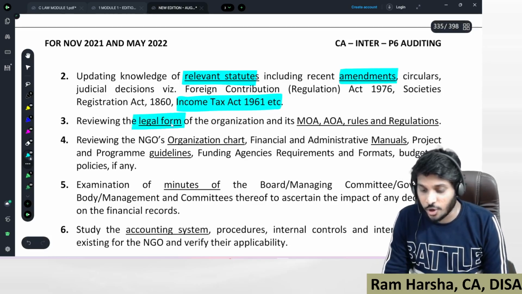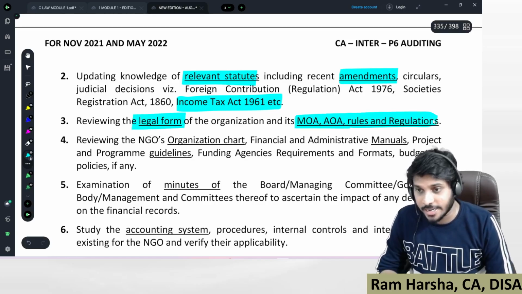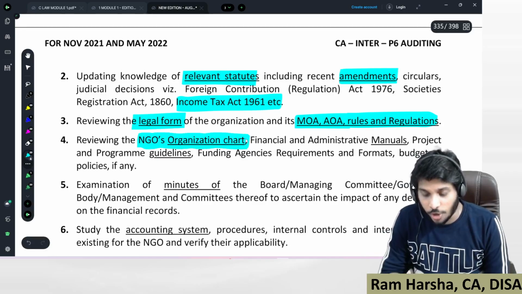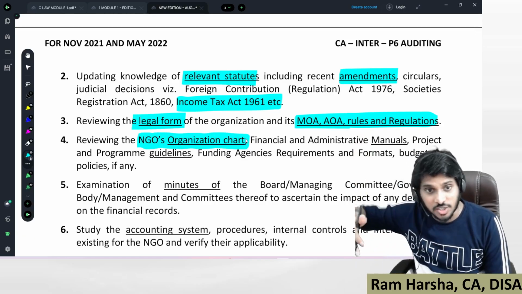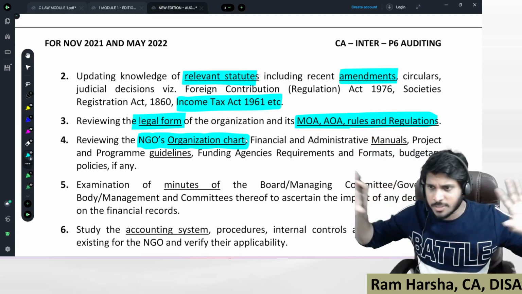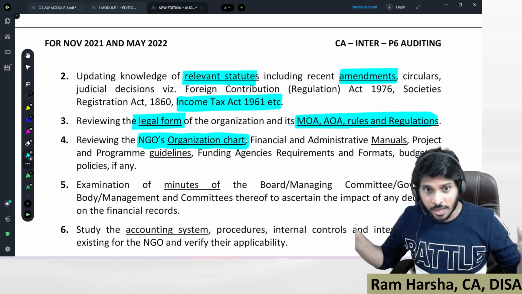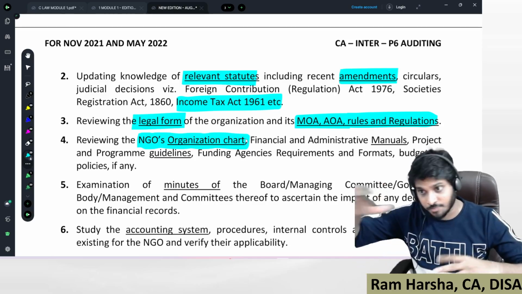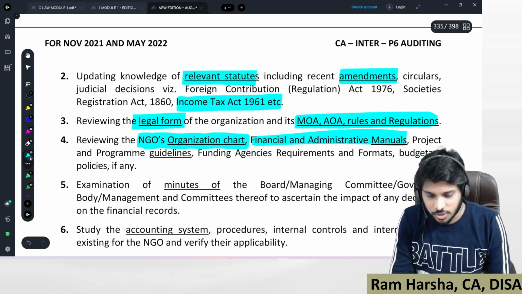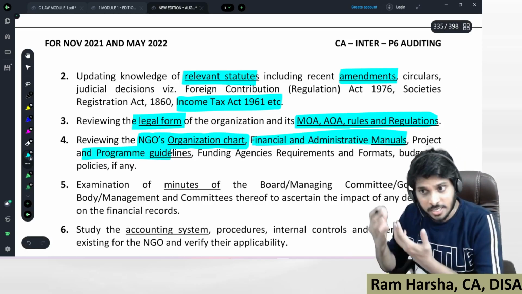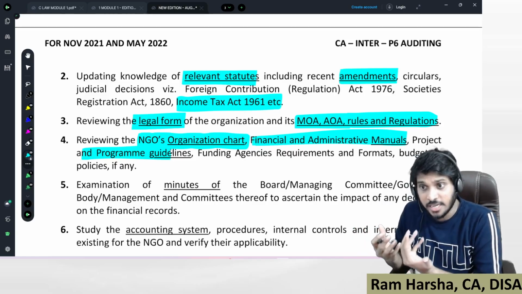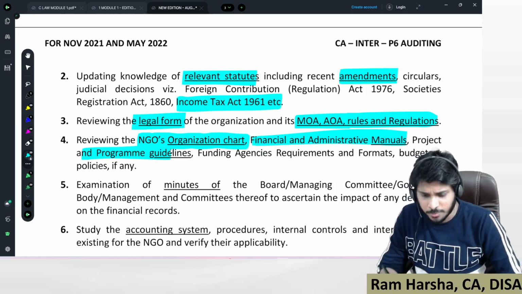Look at the legal form of the organization: its MOA, AOA, rules and regulations, or you can also call it bylaws. Review the NGO organization chart. What is the organization chart? Suppose you take Isha. Sadhguru is the head of the entire organization. Below Sadhguru, there will be some managing people who will follow Sadhguru's instructions, like the administration chart, financial and administrative manuals, project and program guidelines. Isha Foundation will be carrying out various programs periodically, yes or no? Inner Engineering. There are so many programs which they do.